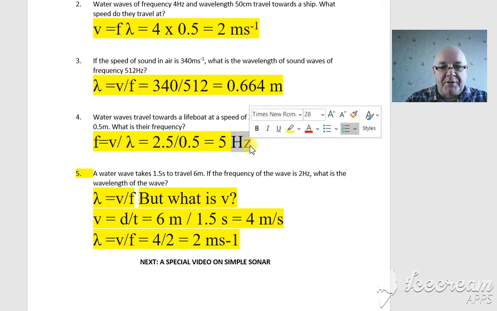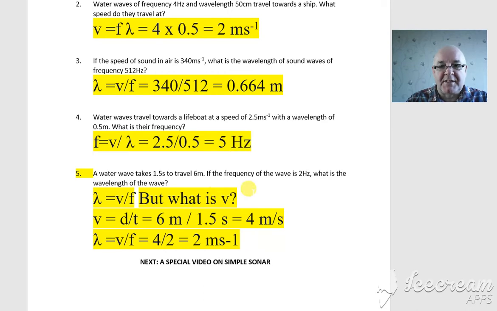I think what I'll do is, just for completeness, I'll do that as well. So number 5, the last one, and this is the hardest one. A water wave takes 1.5 seconds to travel 6 meters. If the frequency of the wave is 2 Hertz, what is the wavelength? You think, well, wavelength, that's just going to be v over f. Yeah, but what's v? We know f is 2, but what is v? You're not given v, you have to work it out.